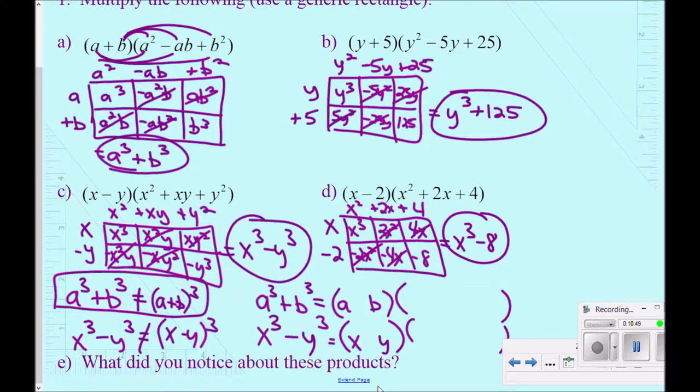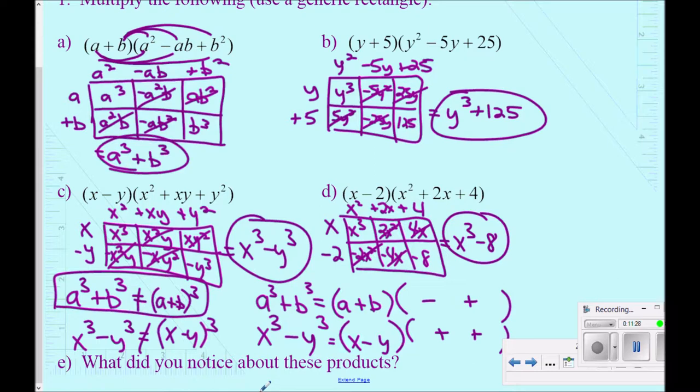Then students picked up on the fact that if it's a sum of cubes, like a cubed plus b cubed, then the binomial will be a sum. If it's a difference of cubes, then the binomial will be a difference. The other two signs, if it's a sum, it's always going to be plus, minus, plus. If it's a difference, it's always going to be minus, plus, plus. And that you do have to memorize. You need to know sum is plus, minus, plus, and difference is minus, plus, plus.